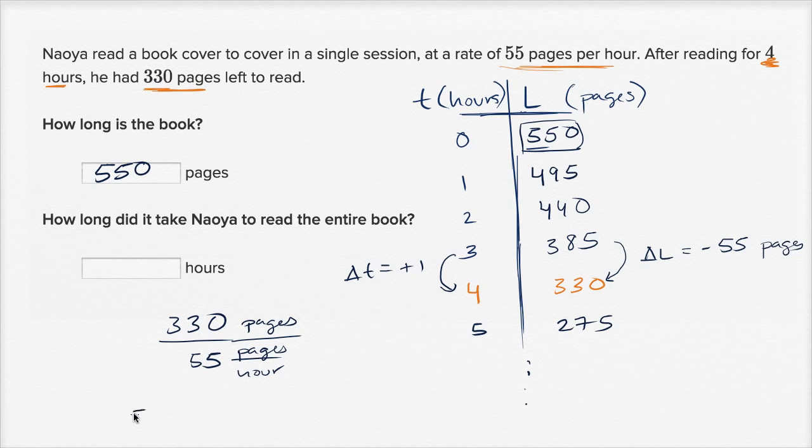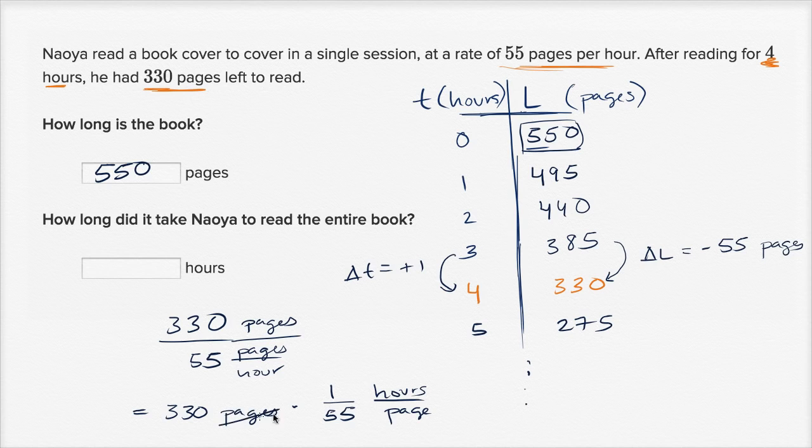This is the same thing. This is going to be equal to 330 pages times 1 over 55 hours per page. I'm dividing by something, the same thing as multiplying by its reciprocal. So 55 pages per hour, if you divide by that, that's the same thing as multiplying by 1/55th of an hour per page, is one way to think about it. And so what do you get?